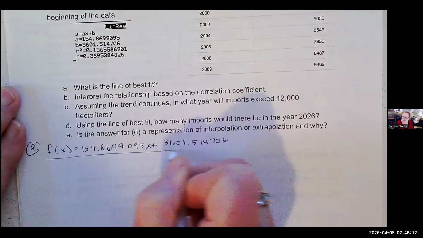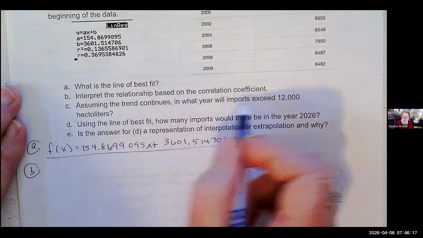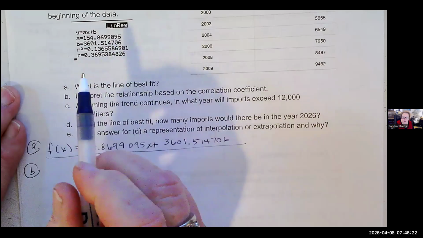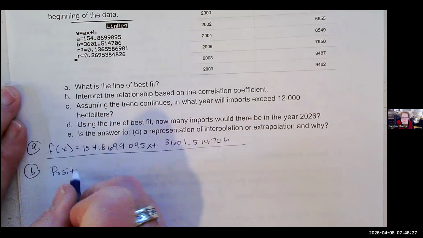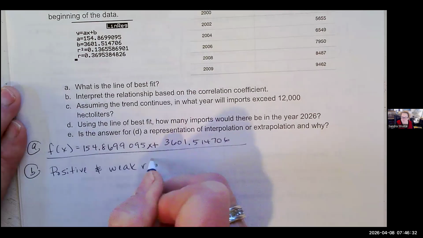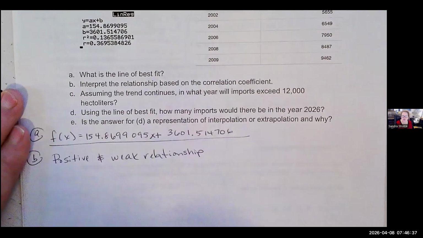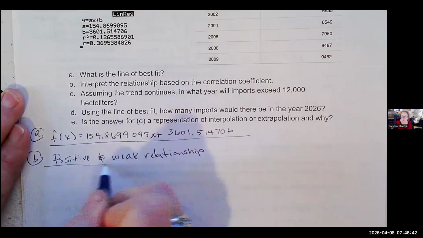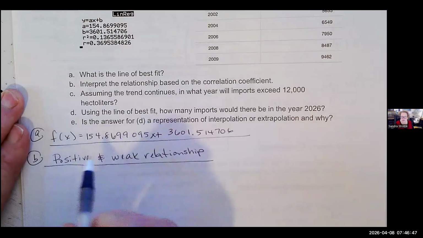B, interpret the relationship based on the correlation coefficient. Well, it is closer to 0 than it is to 1 or -1, and it is positive. So it is a positive and weak relationship. If it was closer to 1 or -1, it would be a strong relationship, but it's not. It's not even close to 0.5. All right, so that's that one. So you can either have positive and weak, positive and strong, negative and weak, negative and strong. Those are your only 4 I would recommend.